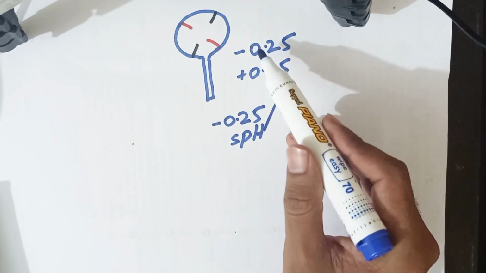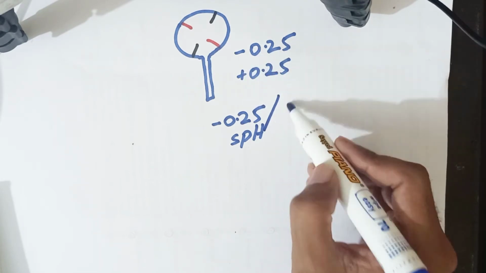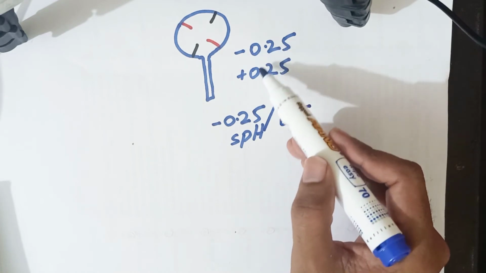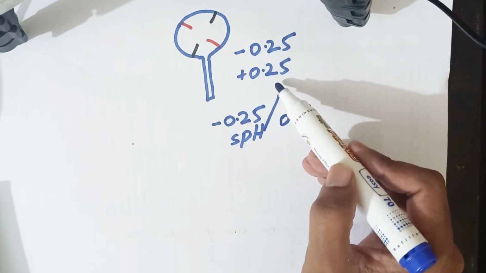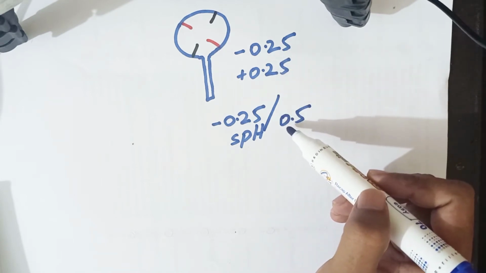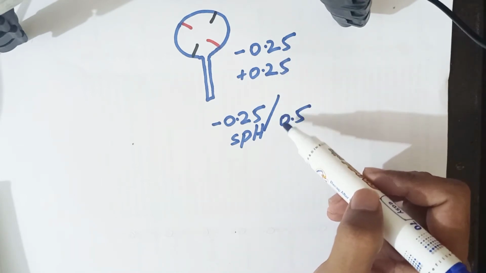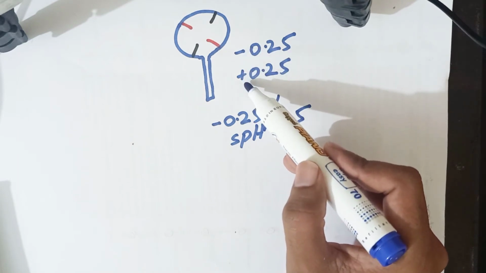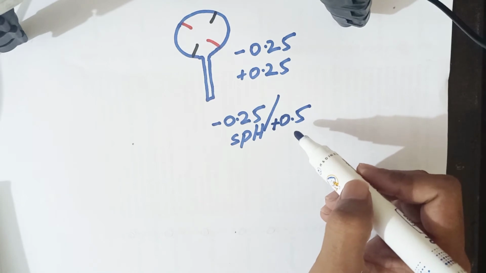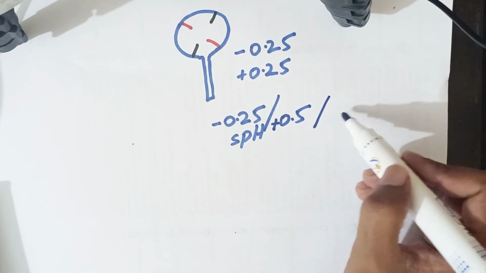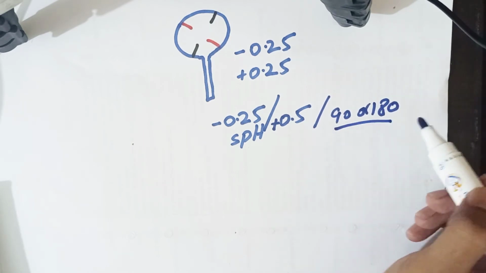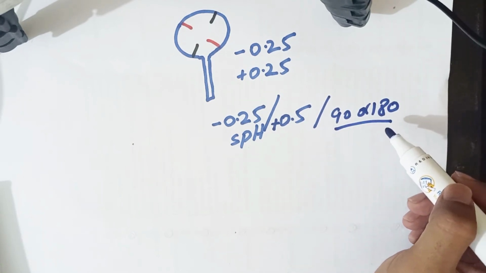the gap between both of these values is 0.5. If we move from minus 0.25 to plus 0.25, the difference between these two values is 0.5. And what about the sign? Actually, we are moving from minus to the plus direction, so the sign would be plus, and the axis would be any of them, 90 or 180, right? We have nothing to do with the axis right now.